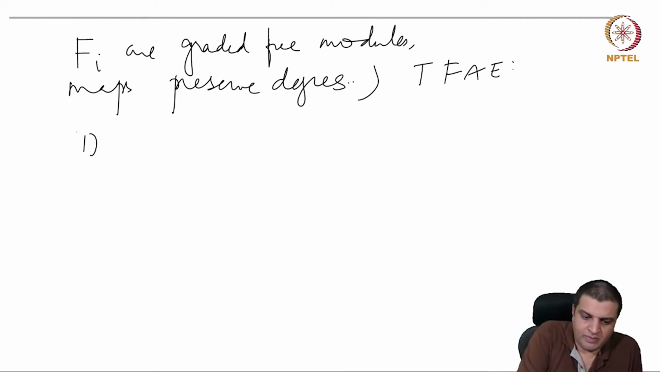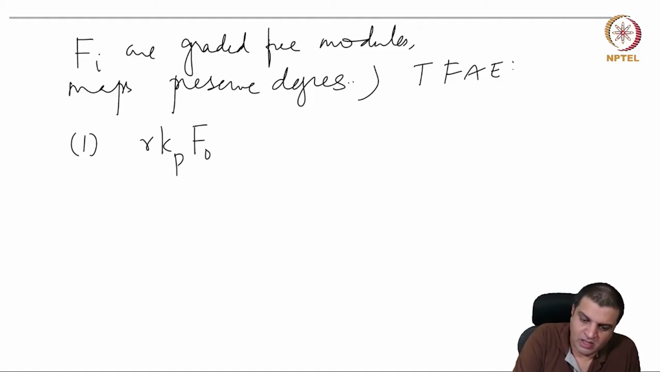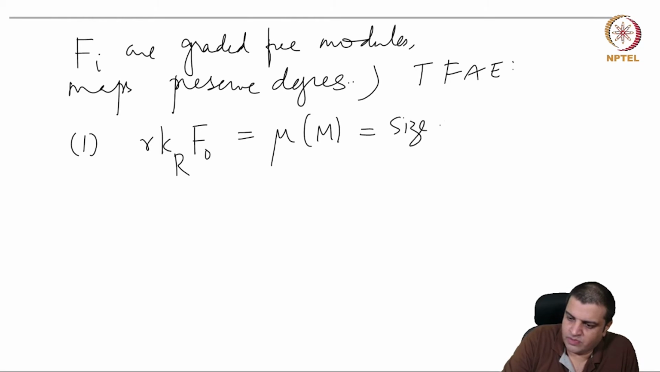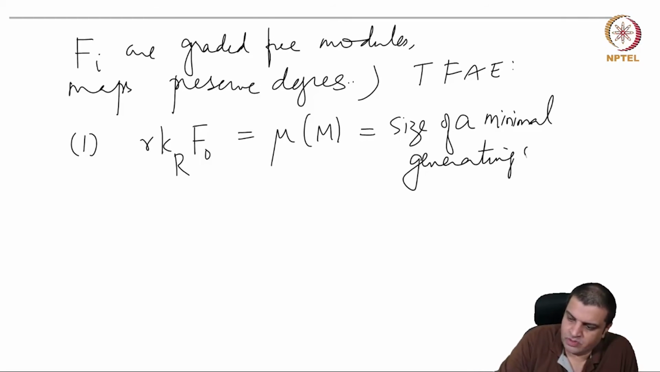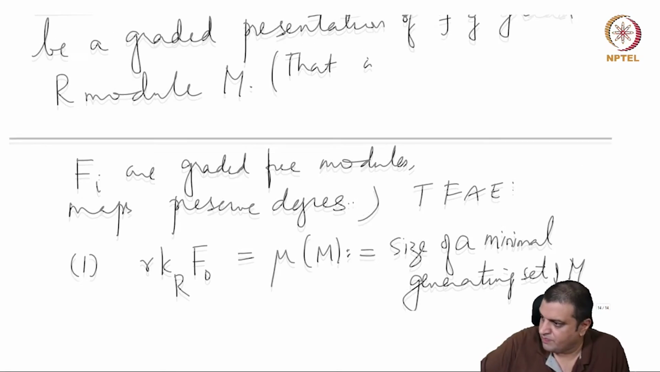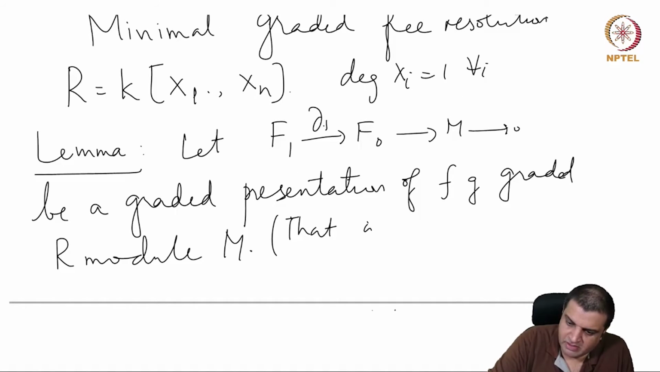1. F0 and F1 are free modules. The rank of F0 is equal to the minimum number of generators for M, the size of a minimal generating set of M. It is finite. So this is the definition, mu of M. So this is the first hypothesis: rank of F0 is mu of M. 2. Let's call this map partial 1, the presentation map.